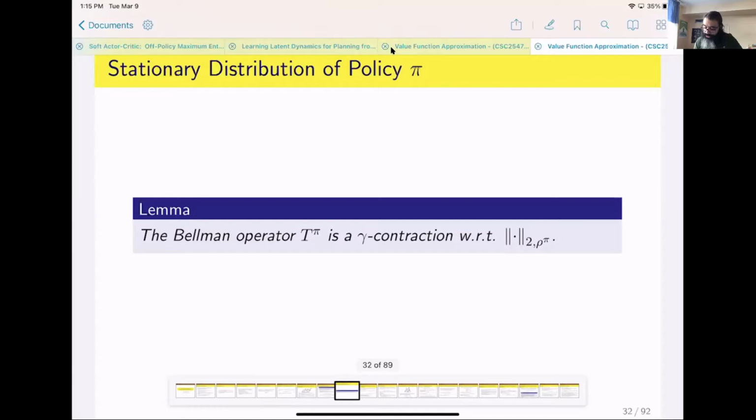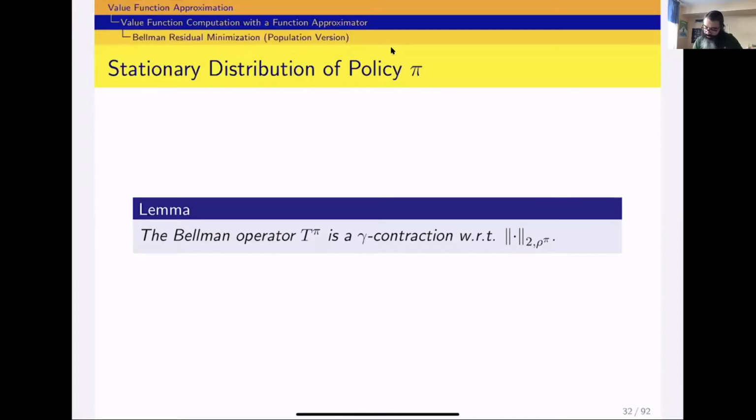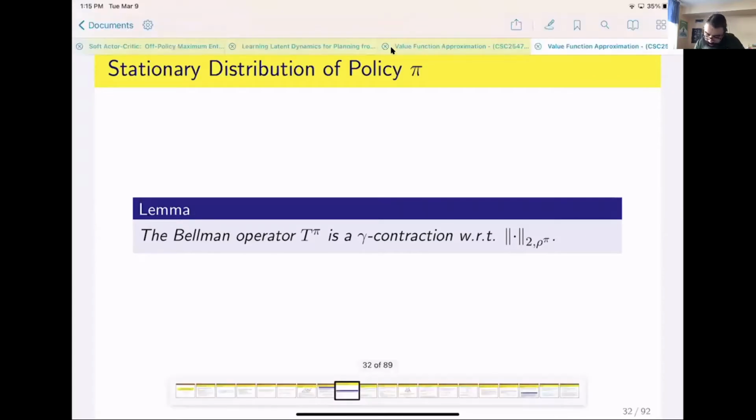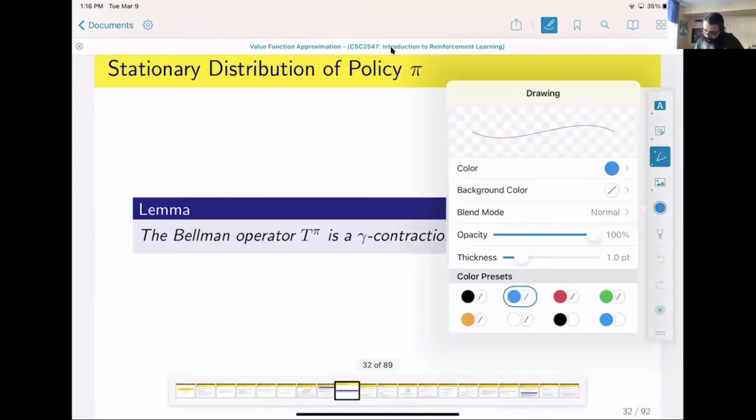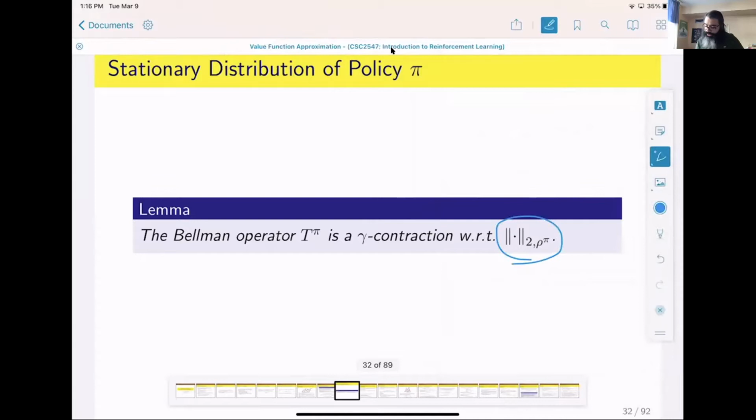which is basically saying that the Bellman operator is a contraction with respect to the L2 norm that is defined with respect to the stationary distribution of policy pi.